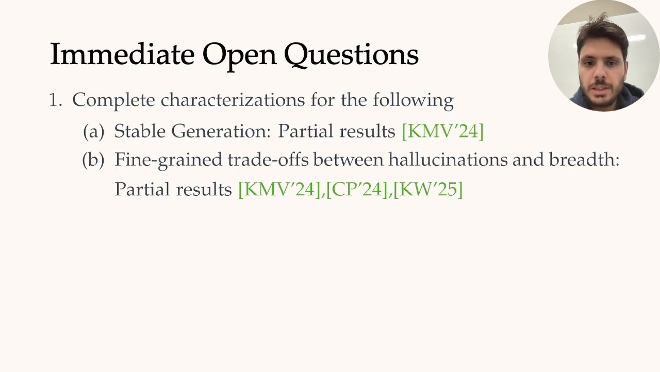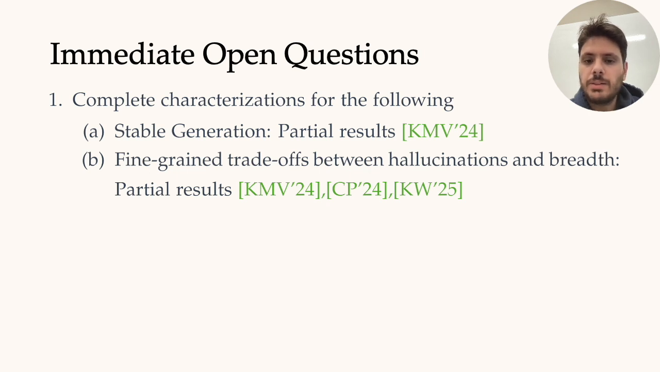Firstly, it would be interesting to obtain complete characterizations for the following problems. The first question has to do with characterizing stable generation. By that we mean generators who stop changing their outputs after a finite number of iterations in the online game. In a follow-up work with Anay, Mehrotra and Kalavasis, we have made some progress on this problem, but the complete characterization is still open.